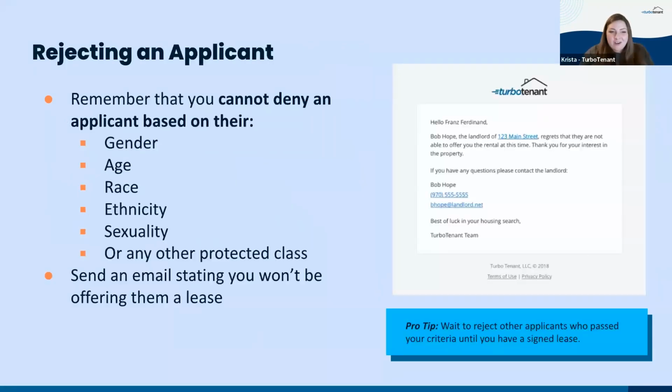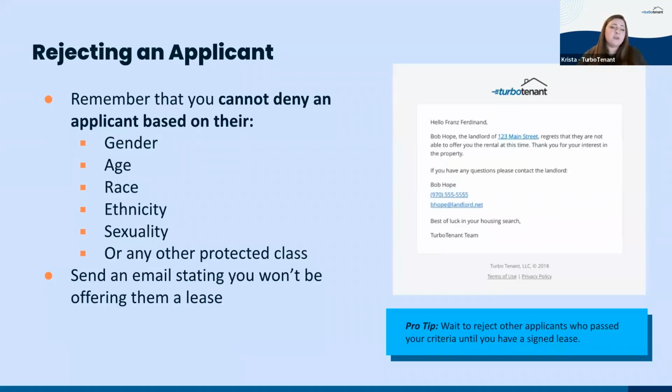Then, of course, you are going to end up having to reject folks. Just remember that you cannot deny an applicant based on their gender, age, race, ethnicity, sexuality, or any other protected class. If you reject someone based on any of those protected classes, you are in violation of the Fair Housing Act, and like we said, it can get very expensive for you. So, when you are rejecting someone, there are a couple of things that you need to do. One, you should wait until you have a signed lease before you start rejecting applicants.